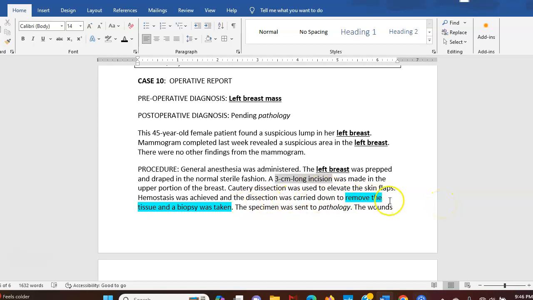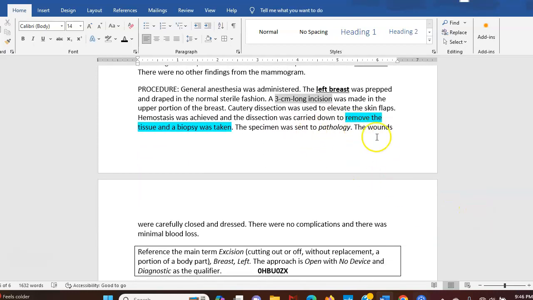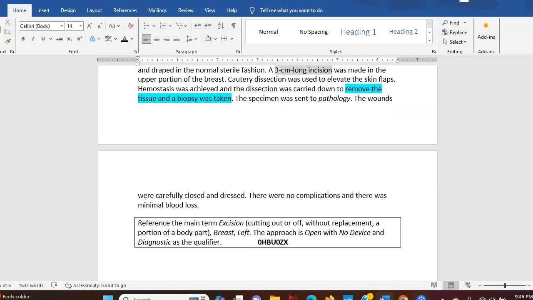And dissection was carried down to remove the tissue and a biopsy was taken. Okay. The specimen was sent to pathology. The wounds were carefully closed and dressed. There were no complications, and there was minimal blood loss.